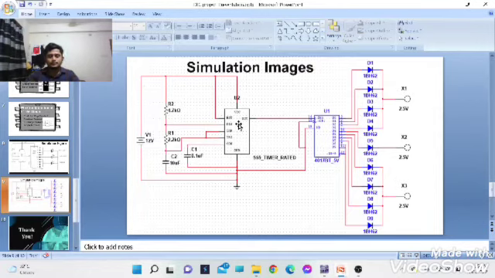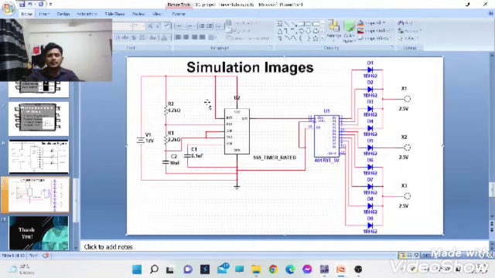Here we can see that I have used one IC 555 timer and one counter. The reset pin is connected in between VCC and R2 resistor. Discharge pin is connected in between R1 resistor and R2 resistor. Threshold pin is connected with trigger pin. The trigger pin is connected with C2 capacitor, and the C2 capacitor is connected with R1 resistor, and R1 resistor is connected with R2 resistor, and the R2 resistor is connected in between VCC and the DC voltage.